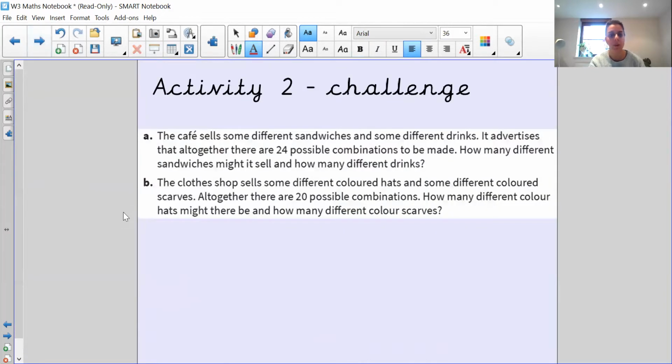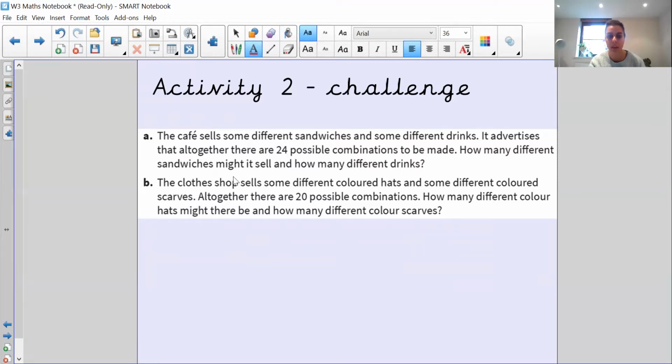Then activity 2, which I think the majority of you can definitely try, because like you said today in the live, a lot of you found yesterday's lesson okay and you understood it. The cafe sells some different sandwiches and some different drinks. It advertises that altogether there are 24 possible combinations to be made. How many different sandwiches might it sell and how many different drinks? So again, using your times tables, you can work out as long as your answer is 24. Think about what numbers go into 24. You could try your 1 times table, your 2 times table, your 3 times table, your 4 times table, your 6 times table. Use any of these to try and work them out.